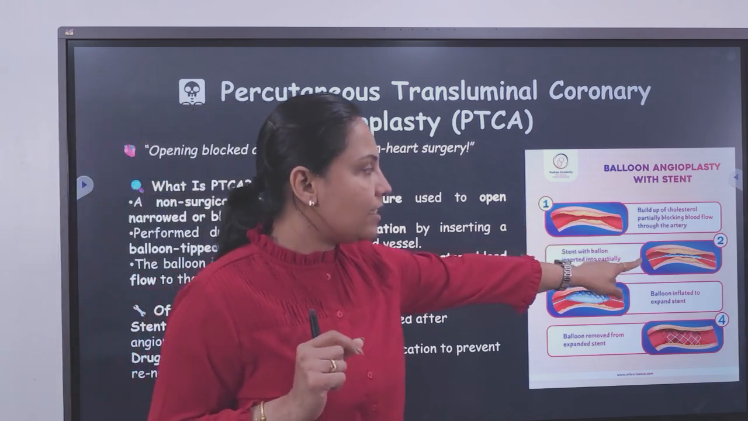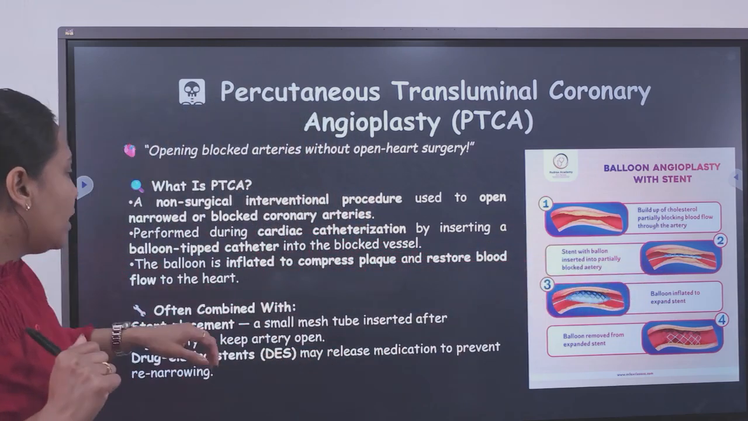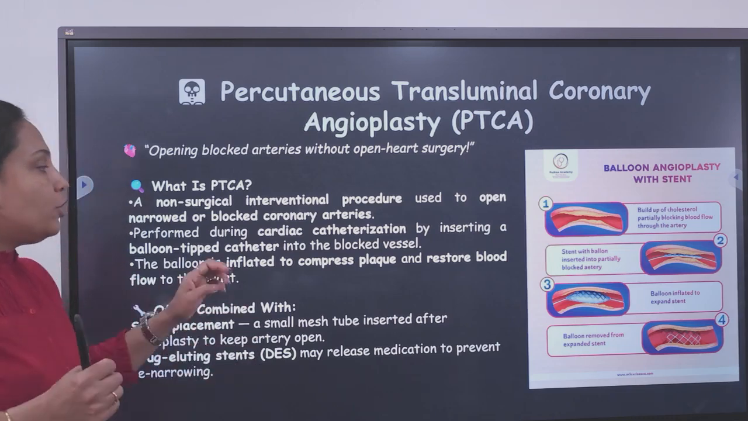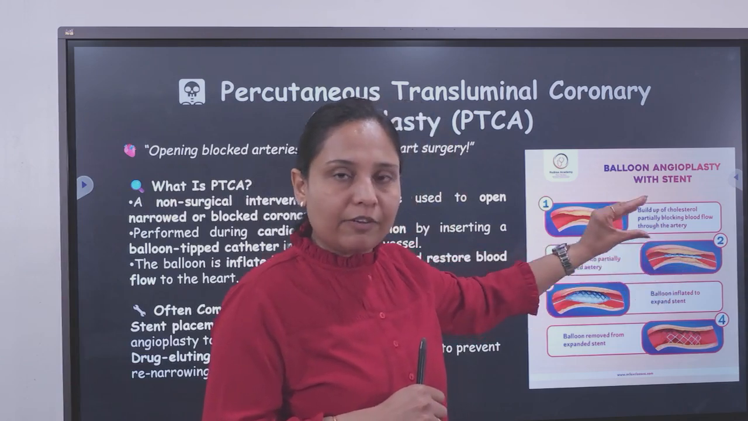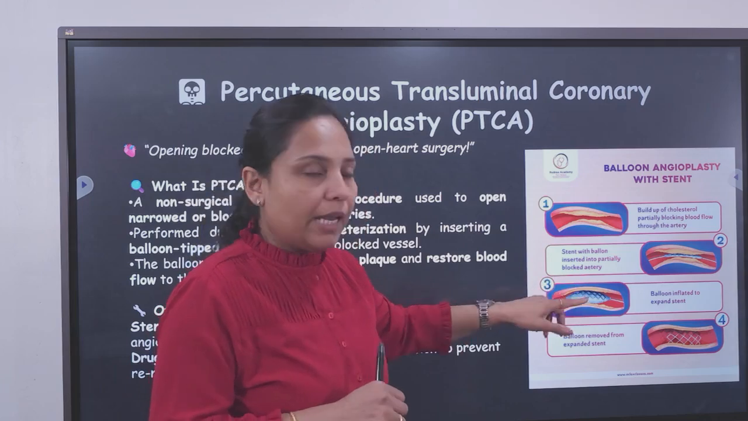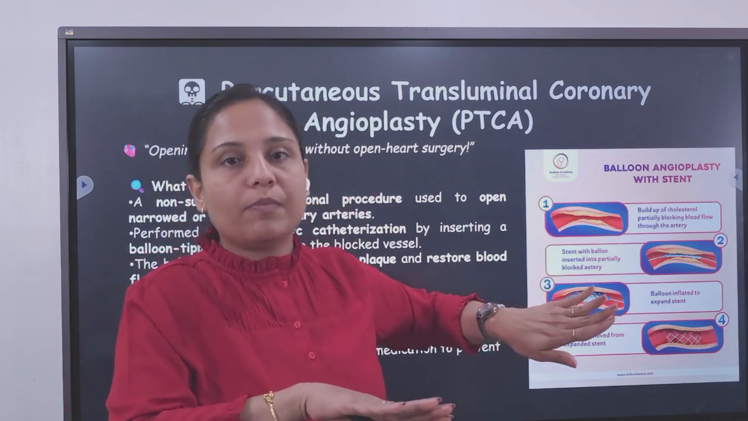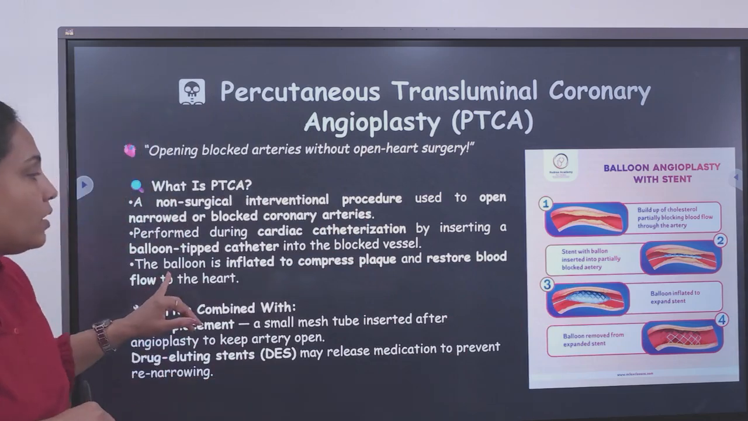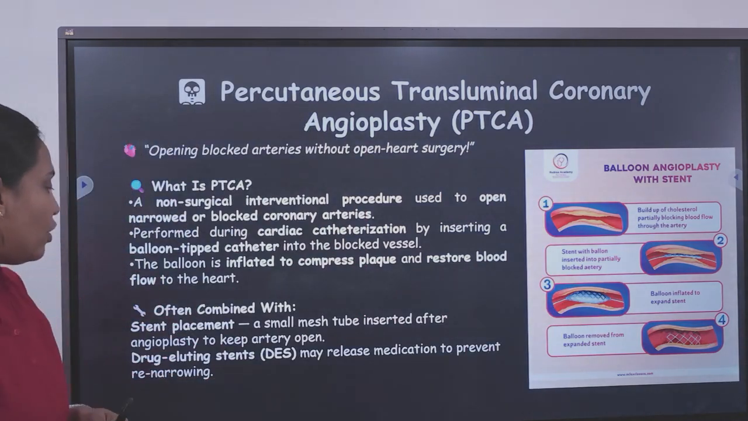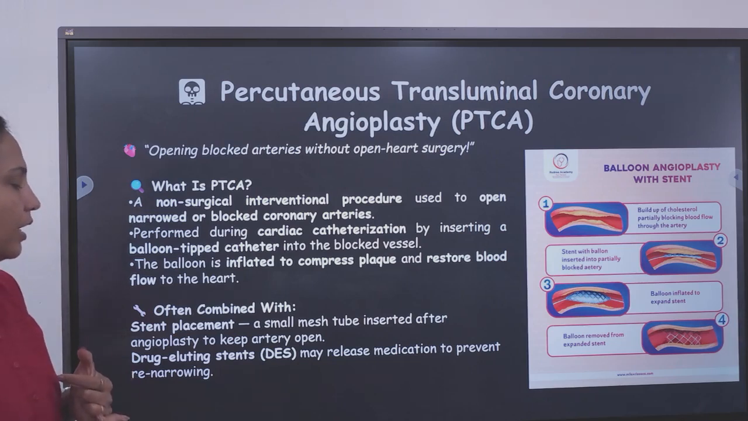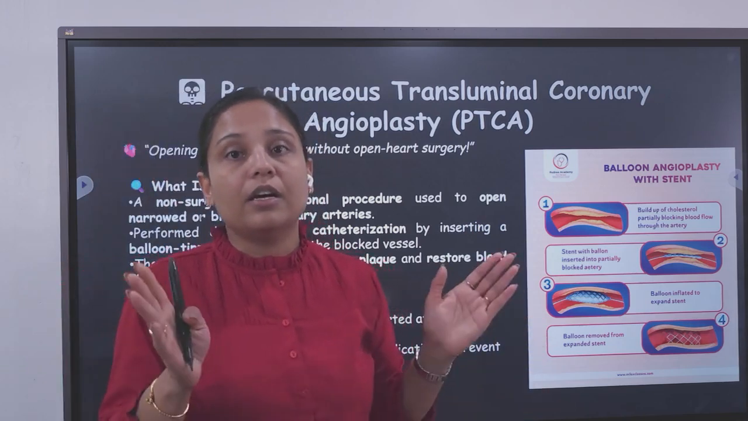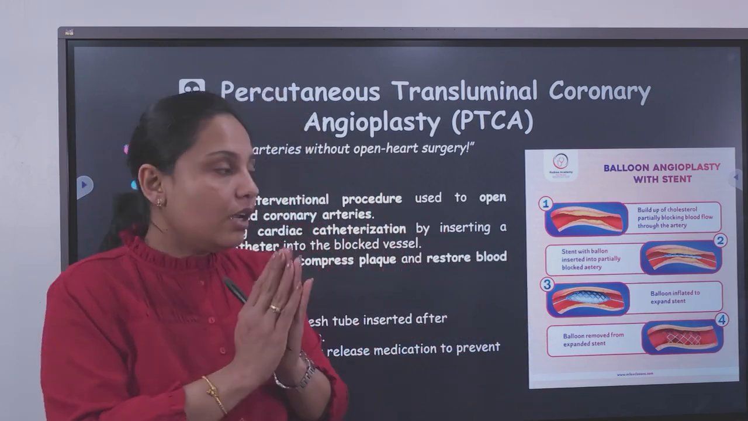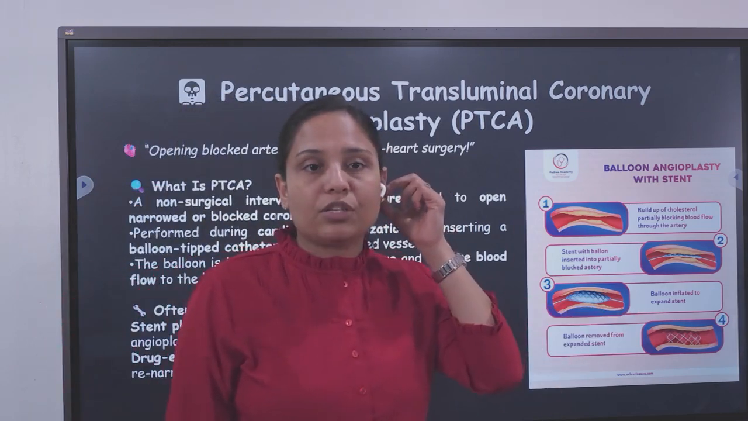So this catheter that we inserted has a balloon at the tip, and that balloon is going to be inflated to compress the plaque. See, you can see here how much plaque is here, right? But when they inflated the balloon, they compressed the plaque, so they moved it aside and opened up the way for the blood, and restore the blood flow to the heart. It is often combined with stent placement, a small mesh tube inserted after the angioplasty to keep the artery open, or there is a drug-eluting stent that may release the medication to prevent re-narrowing. दूसरी बार narrow ना हो जाए उसके लिए from this stent some medications will be released.